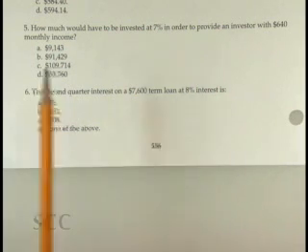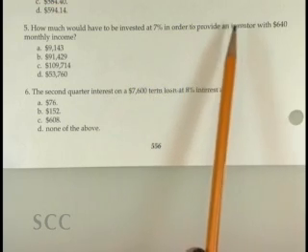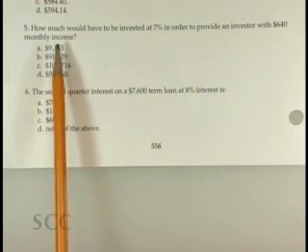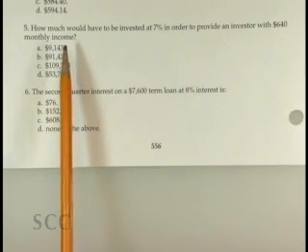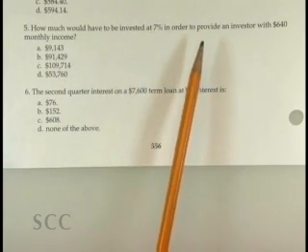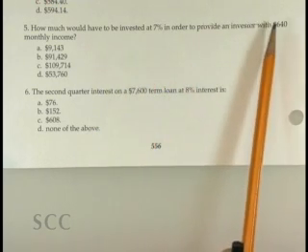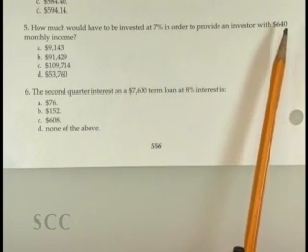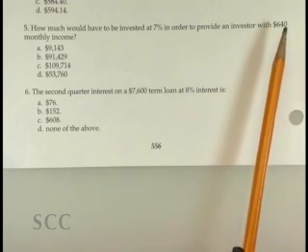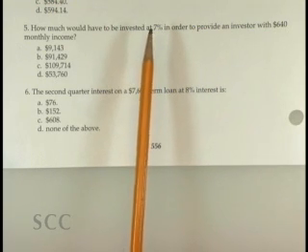So anyway, to go back over the problem again, it says how much would have to be invested at 7% in order to provide an investor with $640 a month in income? First thing that we need to do when we take a look at this problem is say, wait a minute, 7% is an annual rate. We know that $640 is a monthly rate, so we can't compare apples and oranges. We've got to compare apples and apples. We know we can't divide this by 12. That makes absolutely no sense.